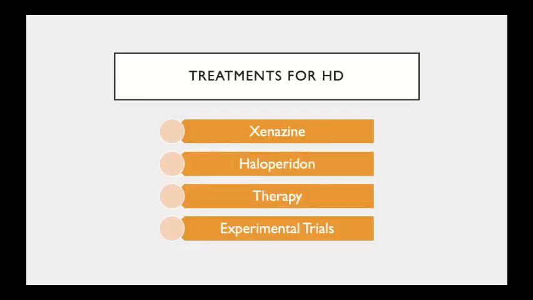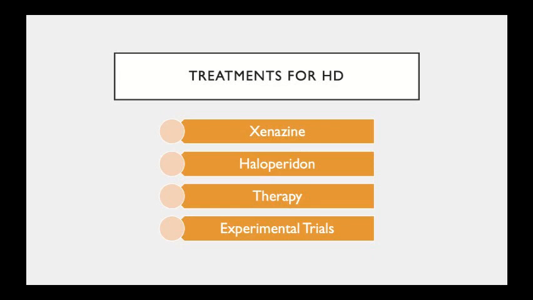Some treatments for Huntington's disease include a medication called Xenazine, which is also known as tetrabenazine, that treats the involuntary movements of the disease. There's also another drug called haloperidol, which is a neuroleptic medication that moderately suppresses involuntary movements in early stages of Huntington's. However, this is an incurable disease, so a lot of times these medications just suppress and help delay the movements. It is not a cure.